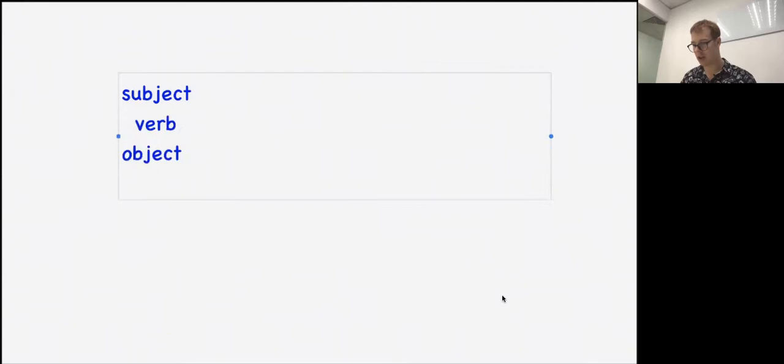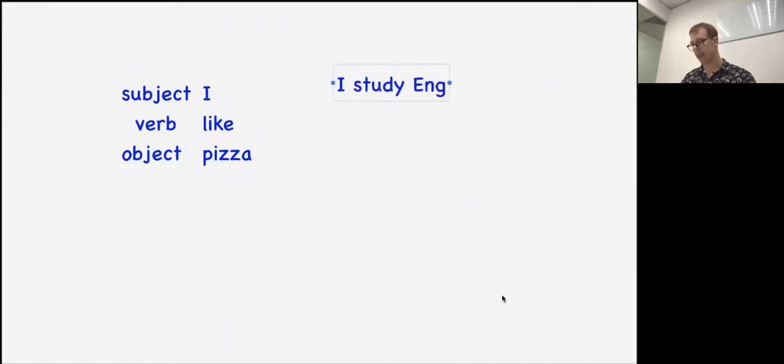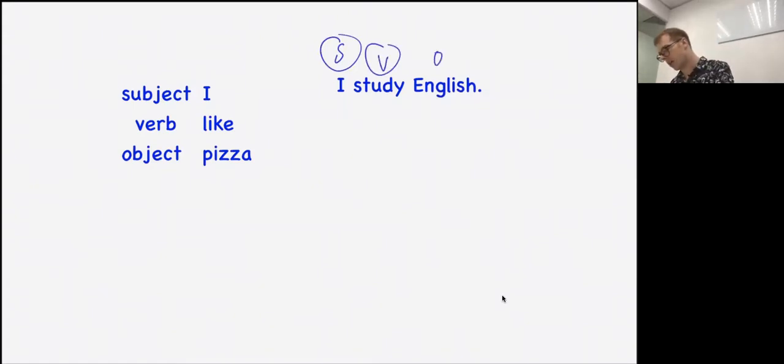You'll learn that there are usually 3 pieces, right? I like pizza. Really, really easy, right? The subject is the person or the thing doing the action, right? I like, right? Or maybe we'll do one more. I'll say, I study English. Okay, again, really simple. We're going to have the I, which I'll put an S as our subject. We have our study, our verb, and then English is our object. It answers study what, right? This is our object. So those 3, subject, verb, object.